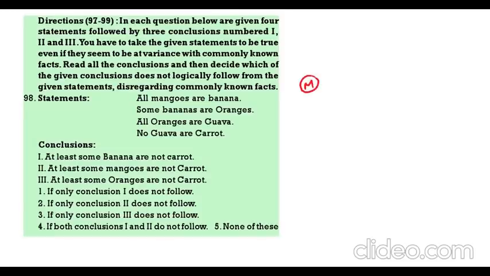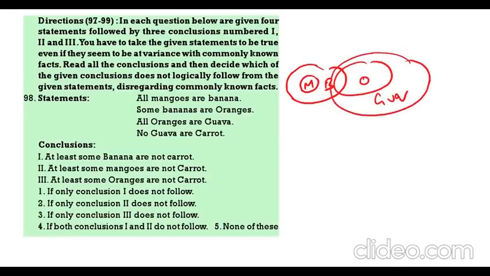All mango are banana. Some banana are orange. All orange are guava. No guava is a carrot. Now, at least some banana are not carrot. Definitely follows, because no guava is carrot. Inside carrot some part of banana is there. That one definitely follows. At least some mangoes are not carrot. This is mangoes, this is carrot. There is no relation. So we can't say this. Second one does not follow. Only 2 does not follow. Next.